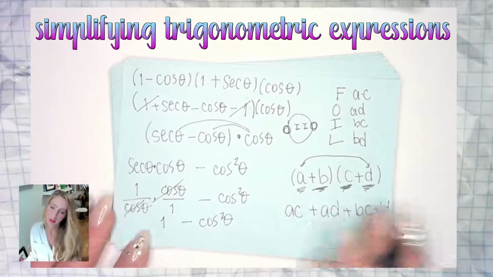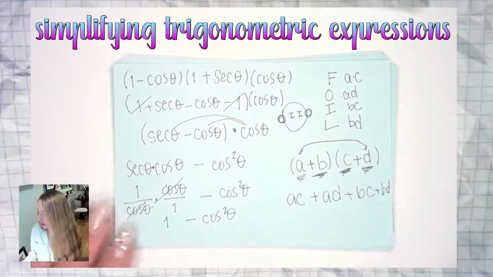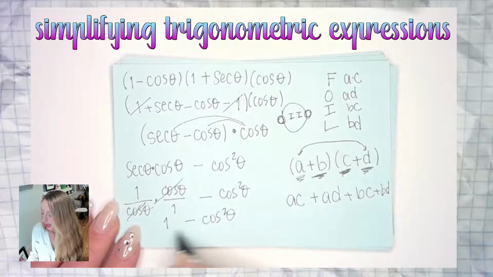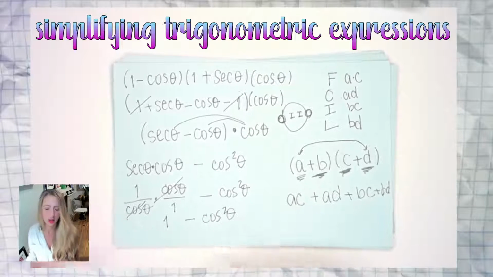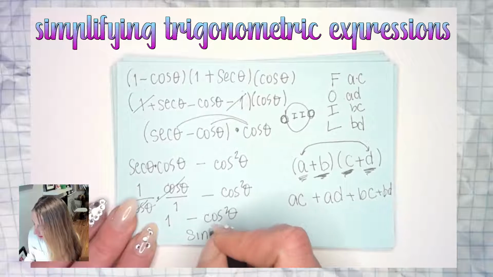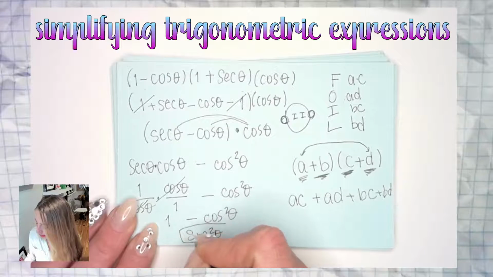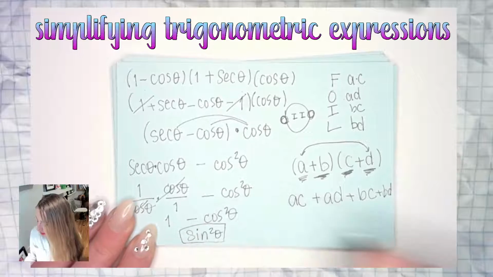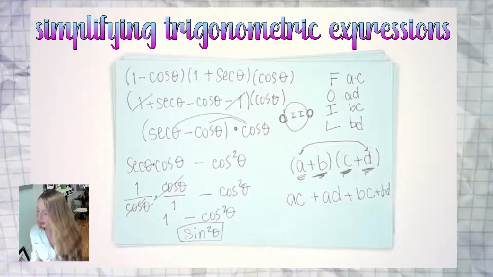And then we have everyone's favorite, the Pythagorean identity. If you picture it in your head, think about it, write it down, whatever you need to do, this equals sine squared theta. And there we have it. Hope you feel like a genius.